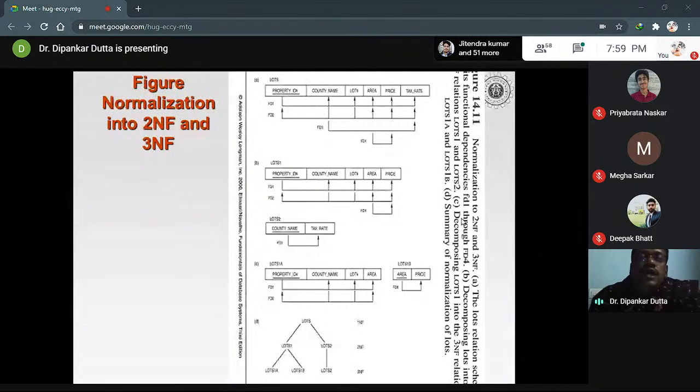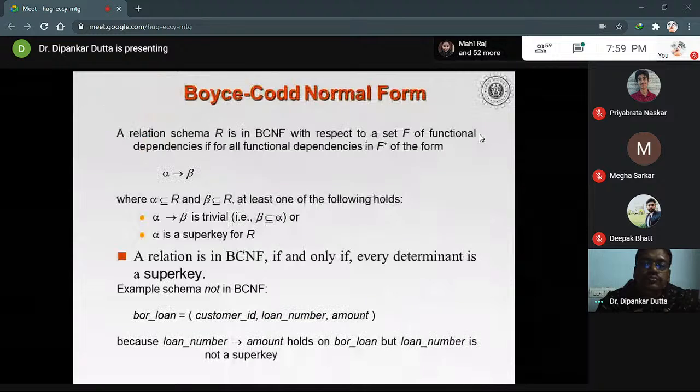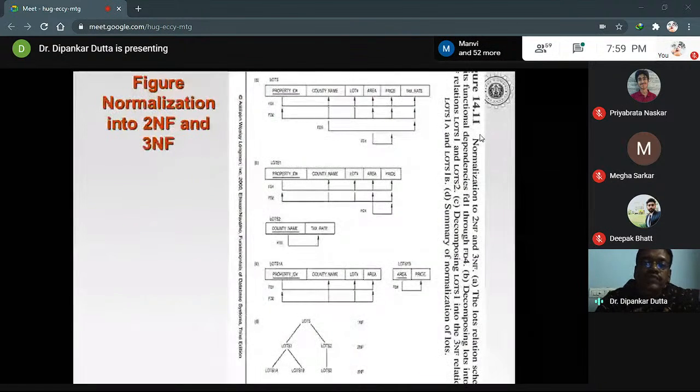Now, property ID. On property ID, country name, then okay, forget that. I think this example involved 3NF also. So forget that. First I will discuss 3NF, then I will discuss this one. So up to 2NF it is clear to everybody?